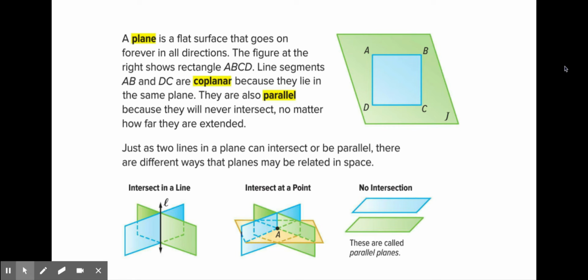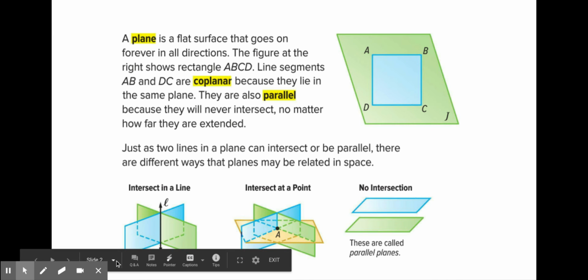Just as two lines in a plane can intersect or be parallel, there are different ways that planes may be related in space. And so sometimes when we're going through the discussion of cross sections, a plane is kind of like the knife's edge as it goes through something. These planes are going to be intersecting with the different objects to produce the cross section, and you've got to be able to determine what the shape of the cross section is going to be. All right, next slide.